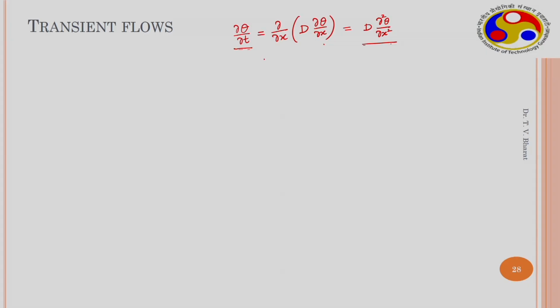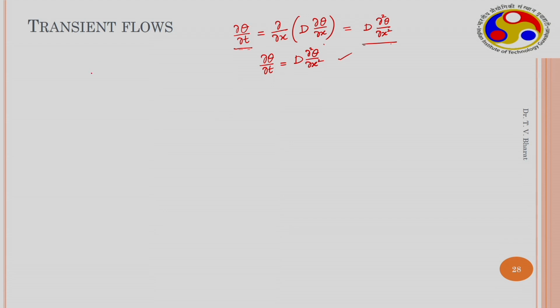So I take the simplest form of the expression, that is dou theta by dou t is equal to d dou square theta by dou x square. This is a linear form of partial differential equation and a parabolic partial differential equation. So I will demonstrate how a numerical solution for this particular case can be obtained. Generally in computational fluid dynamics or finite difference technique, we invoke the Taylor series expansion.